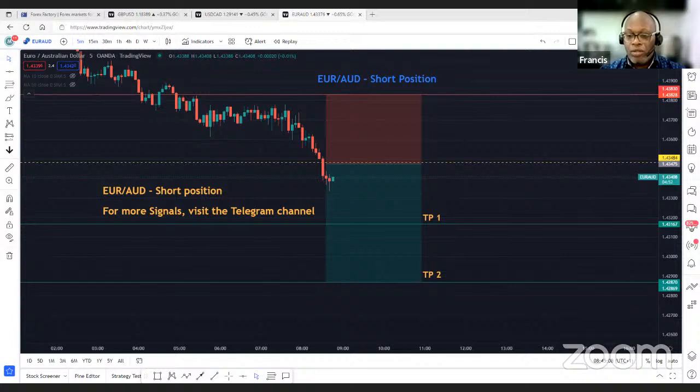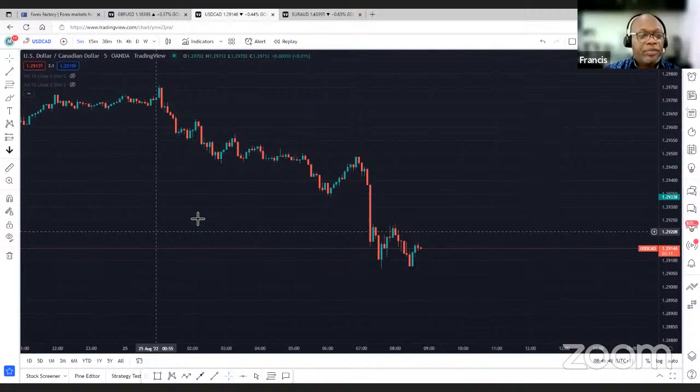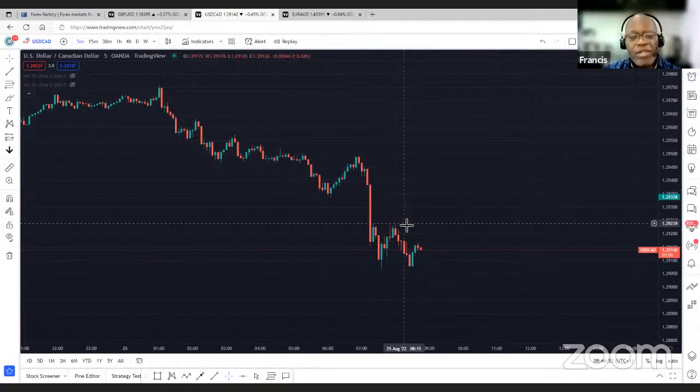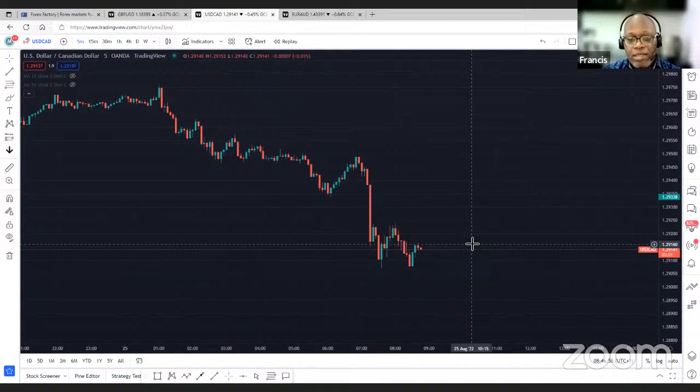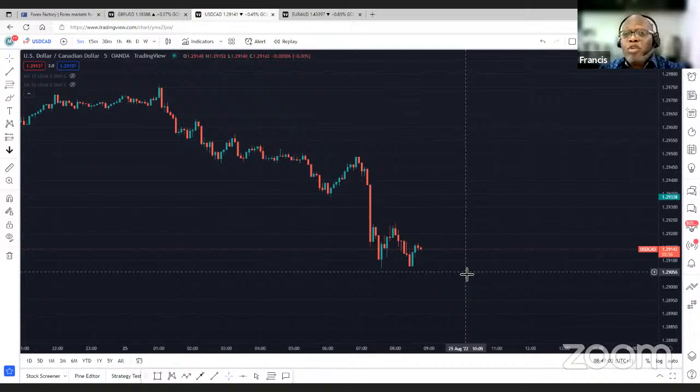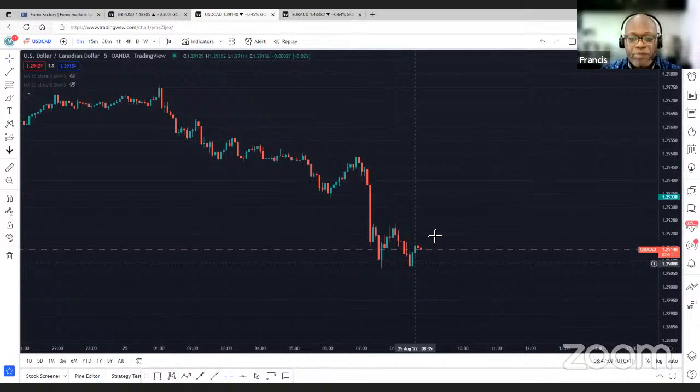So we see that the other pairs we trade tend to be in the range, as it were. I usually use the 5 minute time frame or the 15 for my entries, like most people who are either scalping or day trading. So you can see it's pretty much in the range here.